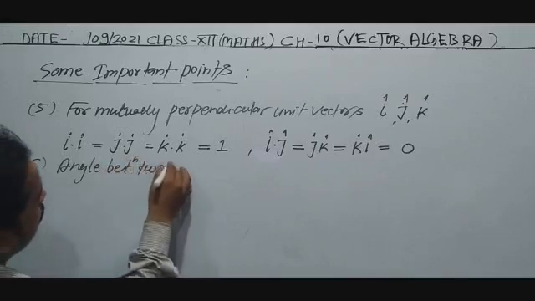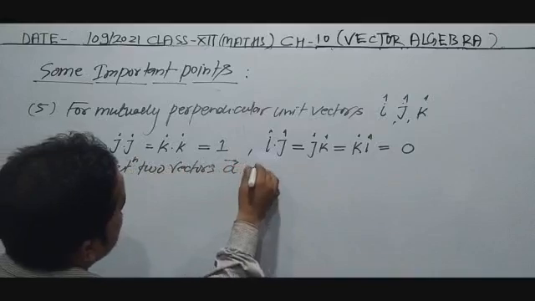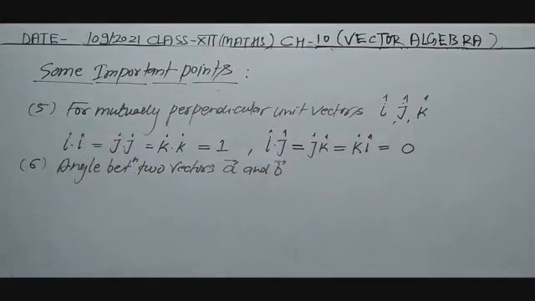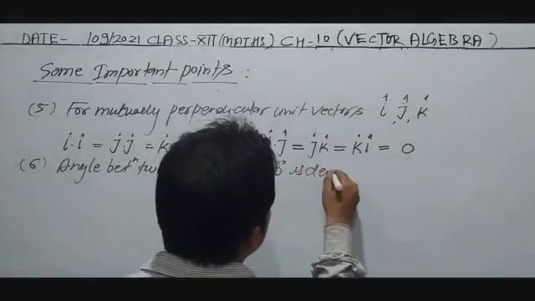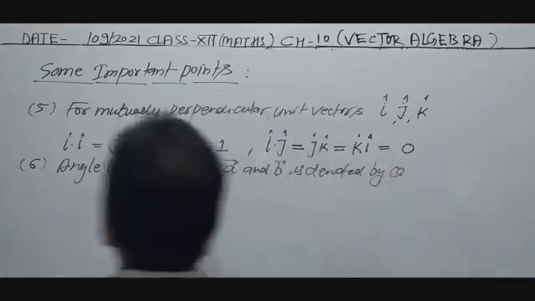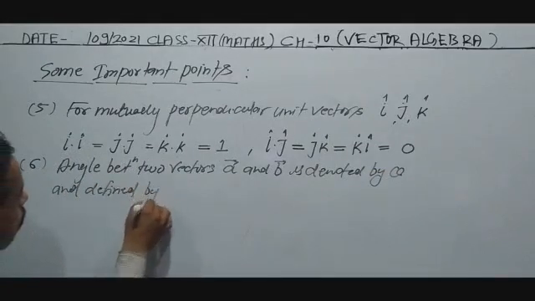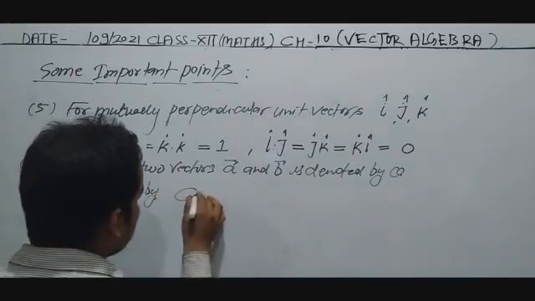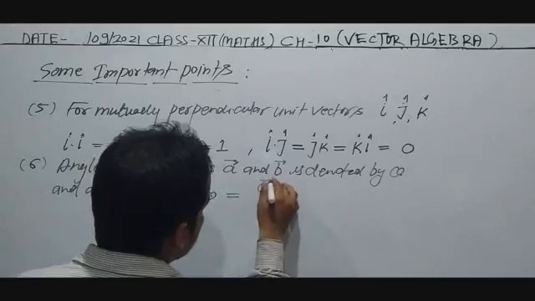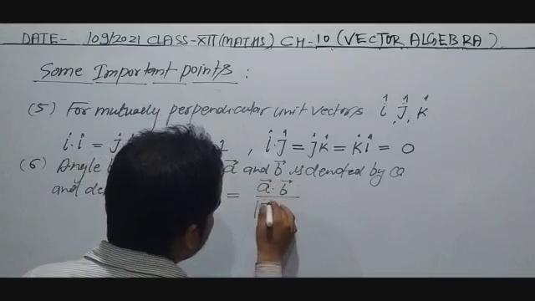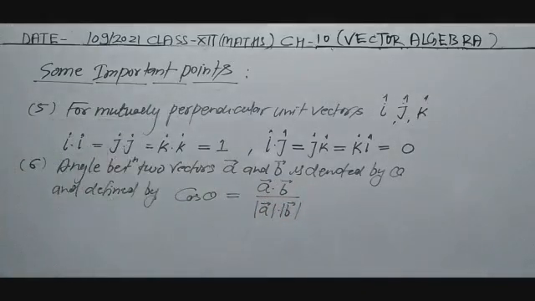Angle between two vectors A and B is denoted by theta and defined by cos theta is equal to vector A dot vector B whole upon mod of vector A into mod of vector B. Now in case of scalar product and properties, scalar product is commutative, always remember.